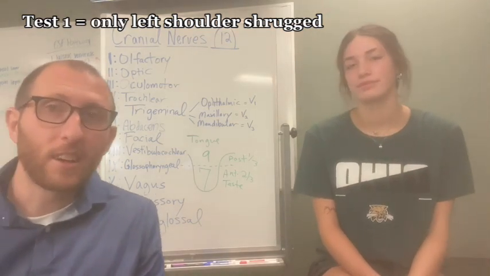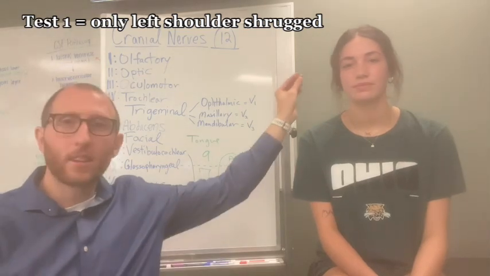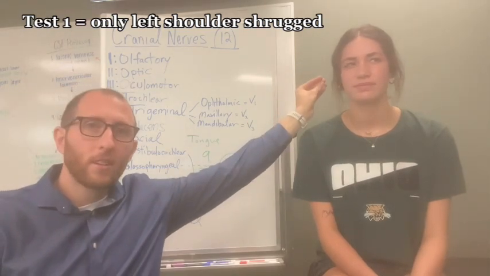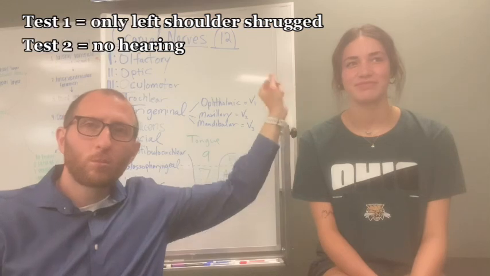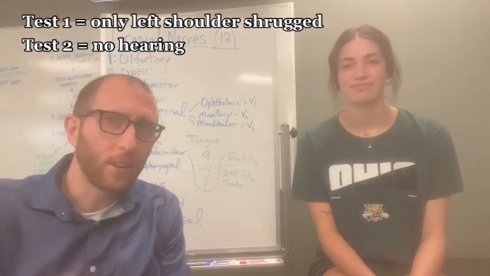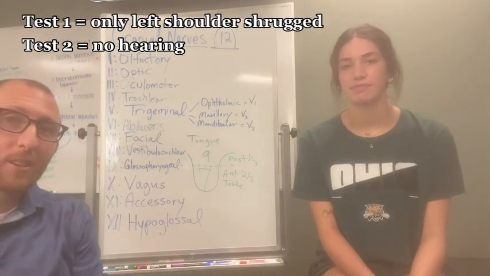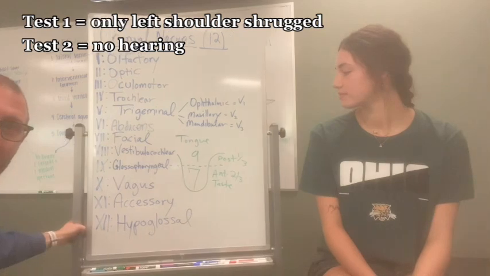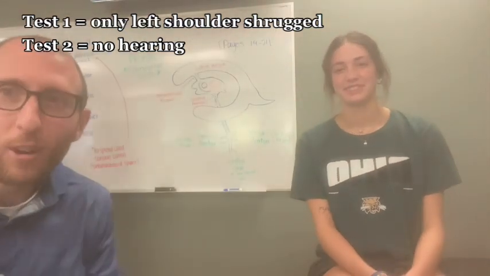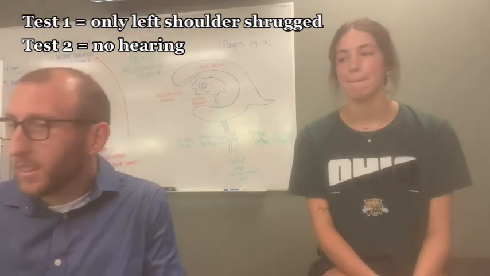Let's do another test here. Olivia, can you go ahead and tell me if you can hear this? I don't hear anything. Can't hear that? Okay. Something wrong with the hearing. What cranial nerve would be potentially damaged? Here are some options for you. Okay, no more options. Multiple choice is gone, and now we're talking about some other ones.